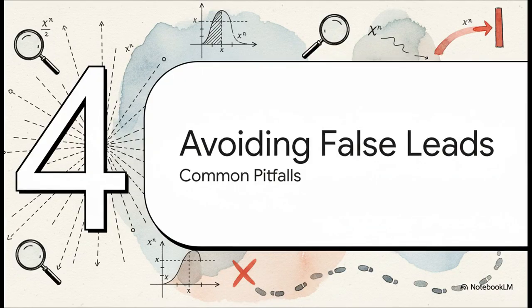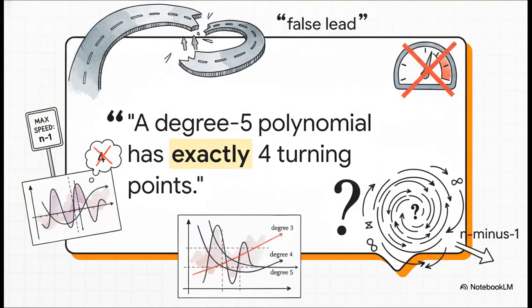Okay, every seasoned detective knows you have to watch out for the red herrings, the false leads that can send you completely off the trail. So let's talk about the big ones in this line of work. This right here, this is probably the number one mistake people make. They hear that n-1 rule and they think it's an exact number. It's not. Remember, the rule gives you a speed limit, not the exact speed your function is going.